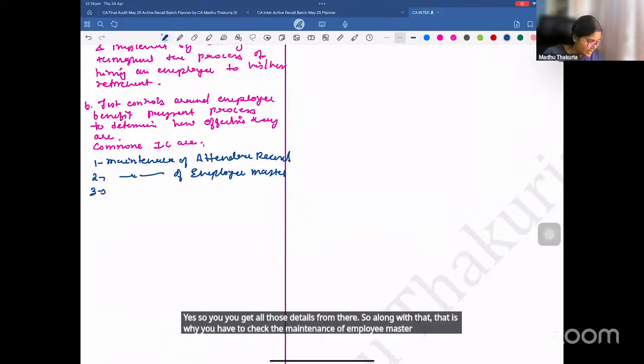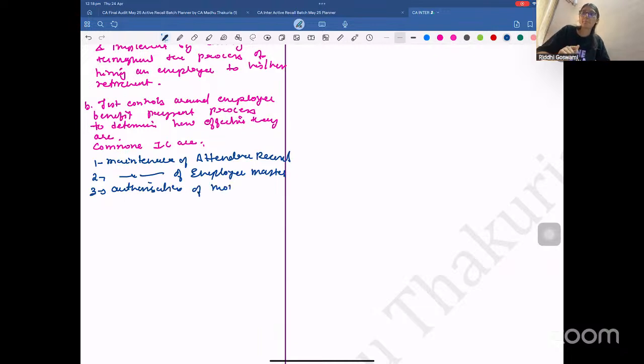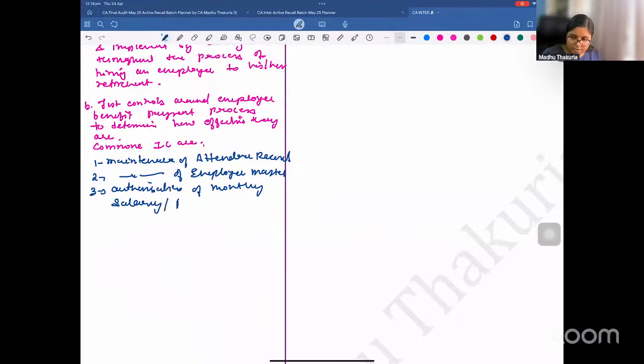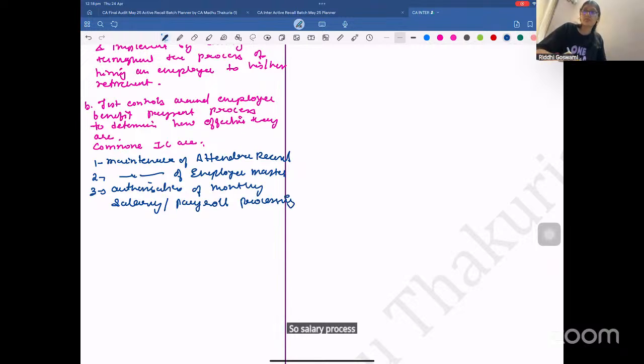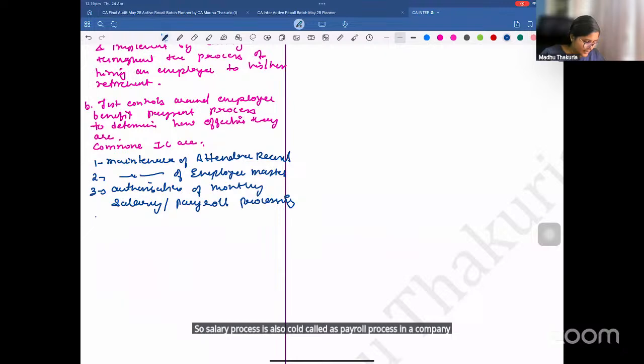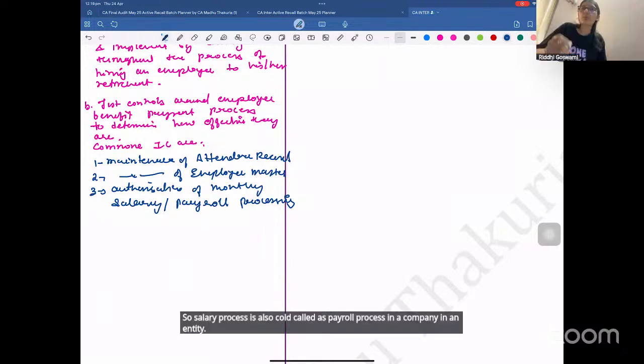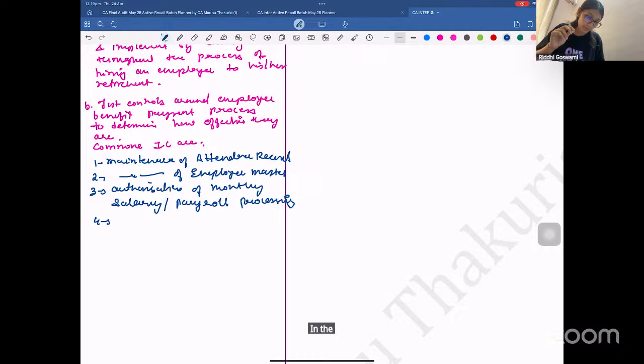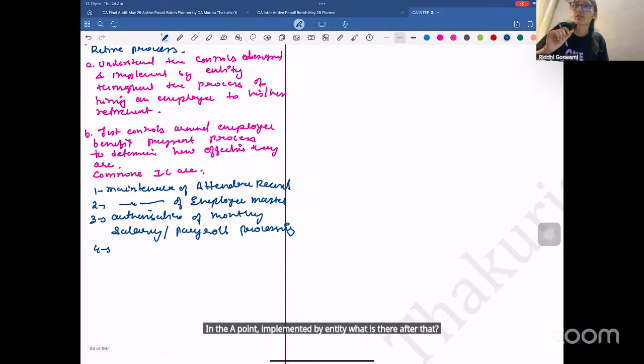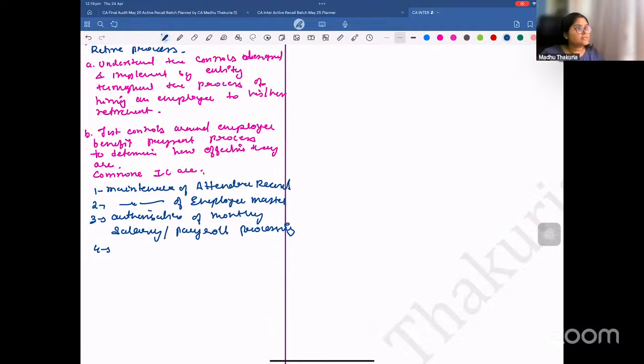Then third, you will check the authorization of monthly salary or payroll processing. So salary process is also called as payroll process in a company, in an entity. In the A point, implemented by entity, what is there after that? Throughout the process. Throughout. Okay.